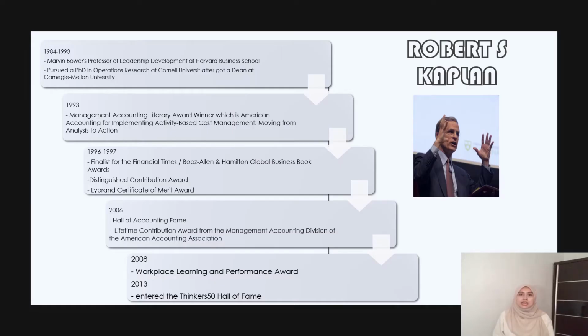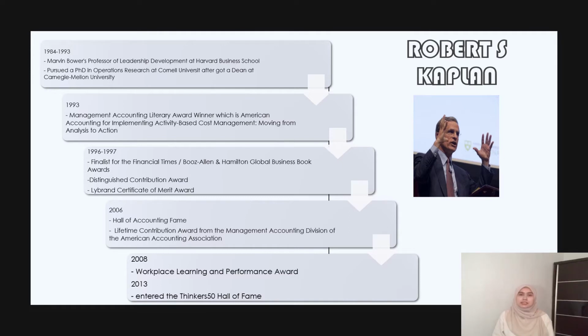From 1984 until 1993, Robert S. Kaplan was a Marvin Bower Professor of Leadership Development at Harvard Business School. He also has a PhD in Operations Research at Cornell University after getting a degree at Carnegie Mellon University. After that, in 1993, he won the Management Accounting Literacy Award from the American Accounting Association for implementing activity-based cost management.